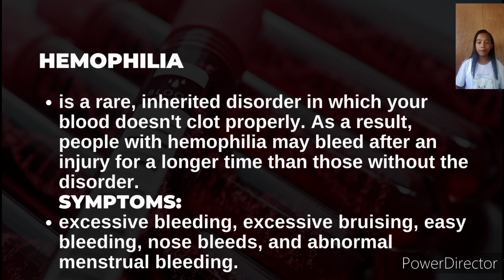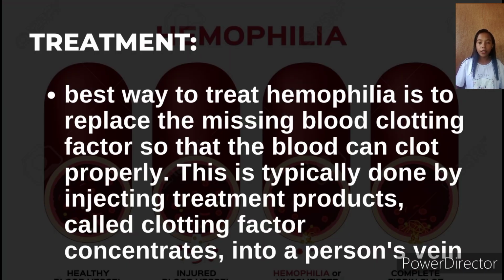Symptoms include excessive bleeding, excessive bruising, easy bleeding, nosebleeds, and abnormal menstrual bleeding. Bleeding can also be internal, especially in knees, ankles, and elbows. The best way to treat hemophilia is to replace the missing blood clotting factor so that the blood can clot properly. This is typically done by injecting treatment products called clotting factor concentrates into a person's vein.